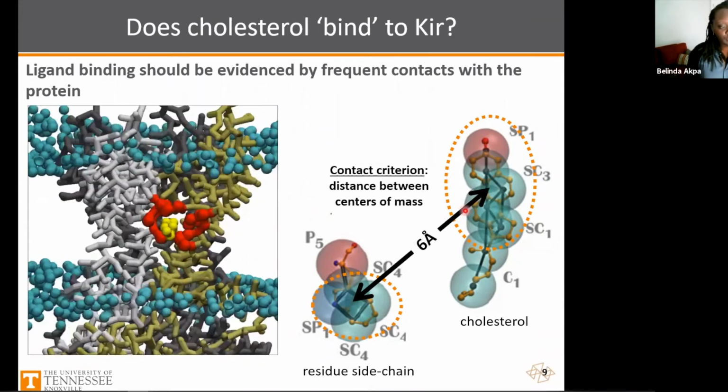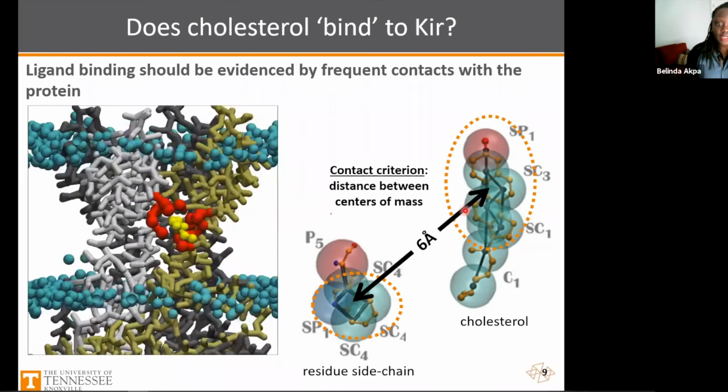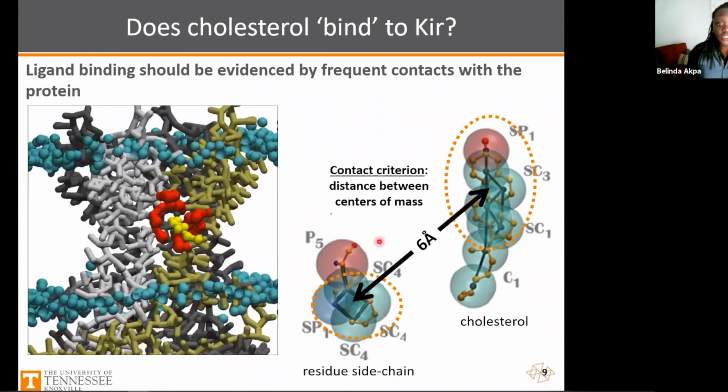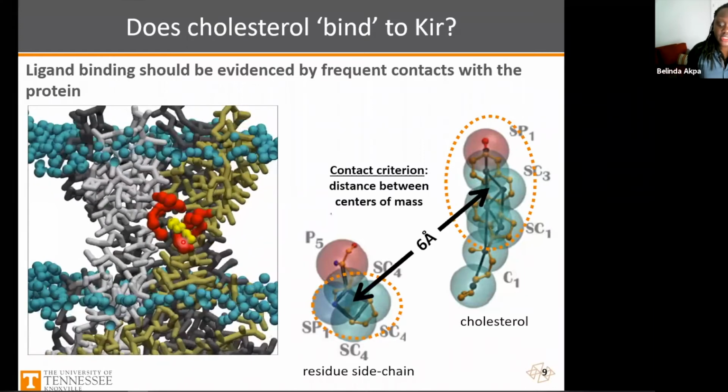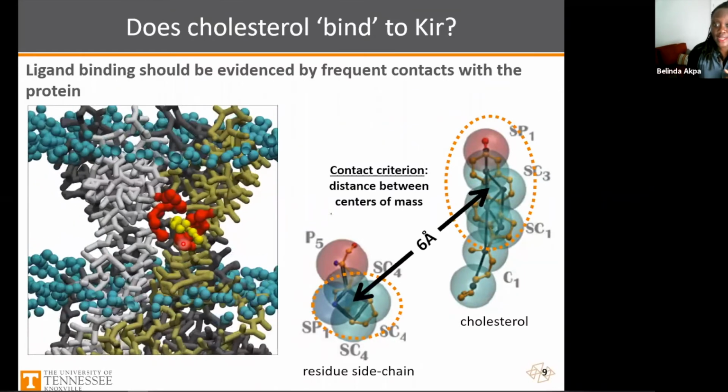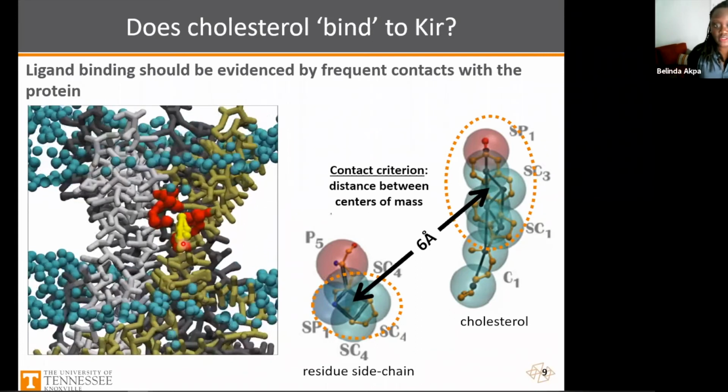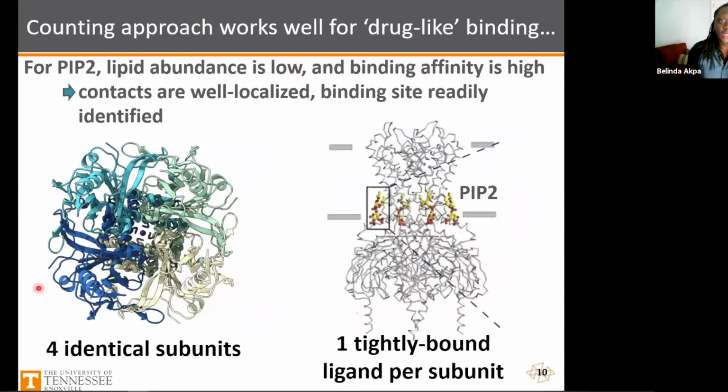contact. And so if you go frame by frame through the trajectory and count the contacts for each residue, you would think that if a residue is involved in this kind of binding interaction, you'll have a high number of contacts, and so that would be something that you could define as a contact residue. That has worked really well in the past for this particular protein for a different ligand called PIP2. PIP2 is a lipid that's actually relatively low in abundance in the membrane, and it interacts with this Kir protein via electrostatic interactions, which are stronger than some of the other through-space interactions.